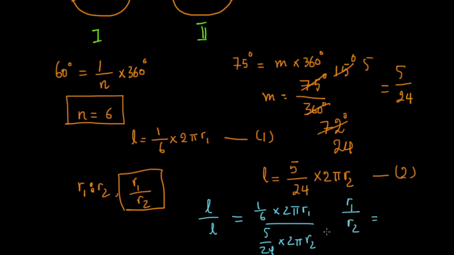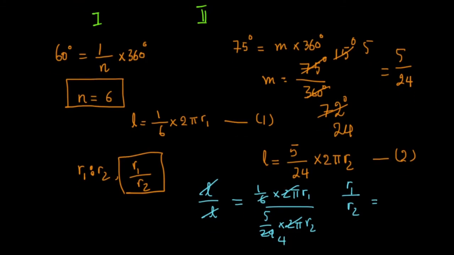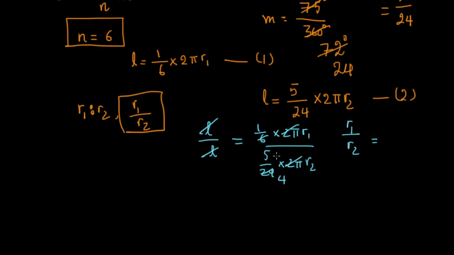So what is that? Well, we can just cancel 2 pi and 2 pi, 24 goes in the numerator, 6 comes to the denominator, so we can cancel this. And we have r1 by r2. If we simplify, this is 4r1 by 5r2 is 1. So r1 by r2 is actually equal to 5 by 4, and that's our answer.